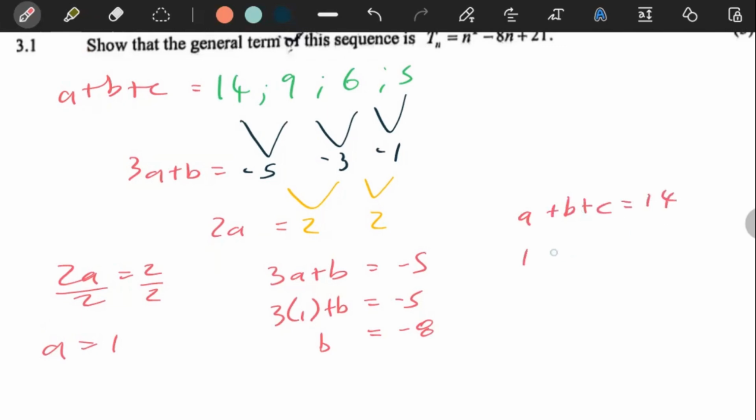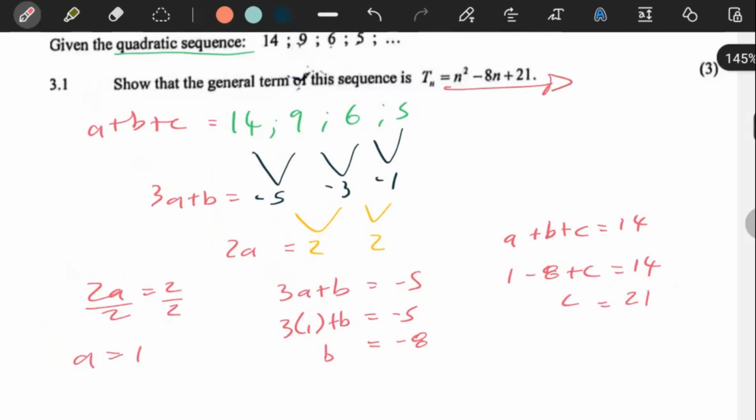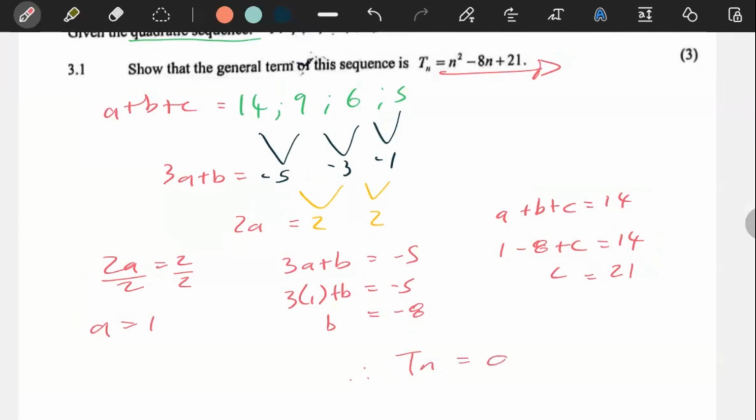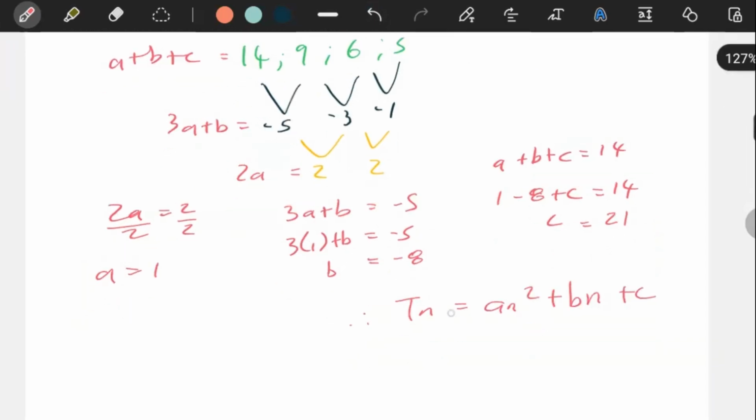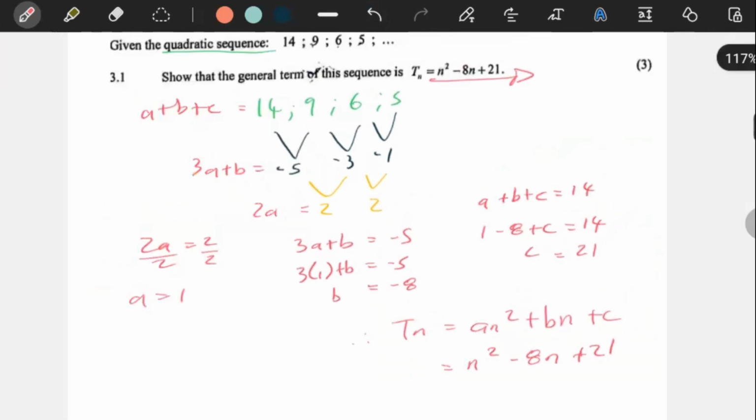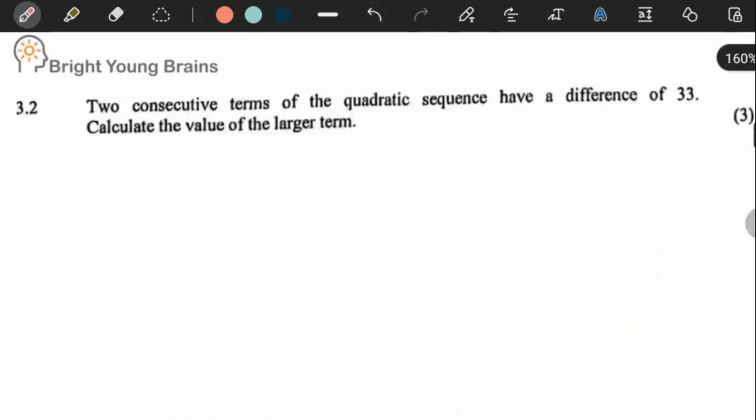A you have, it's 1. B is negative 8. C, this is 1 minus 8, right? So that's minus 7. Take it to the other side, you'll be adding. So C is 21, which is exactly what you clearly have there, right? Therefore, you know that Tn is equal to An squared plus Bn plus C. A, you know it's a 1, you worked it out. B, you know it's negative 8, you worked it out. C, you have 21, you worked it out. Very easy marks.